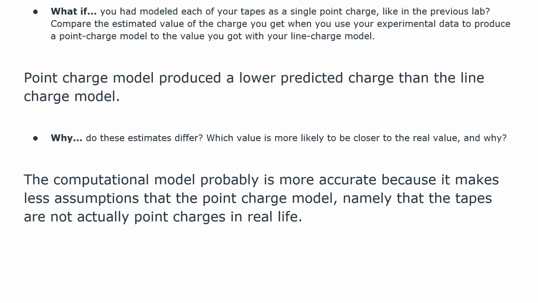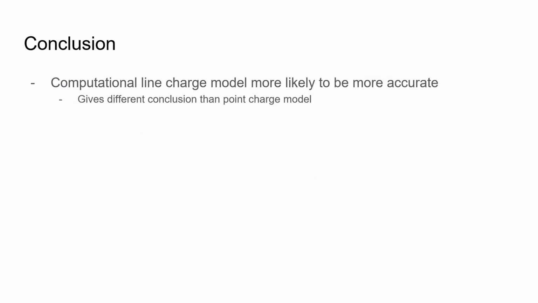So why do these estimates differ? Which value is more likely to be the real value and why? The computational model is more likely to be more accurate because it makes fewer assumptions than the point charge model, namely that the tapes are not actually point charges in real life, and the computational line model more accurately reflects that.